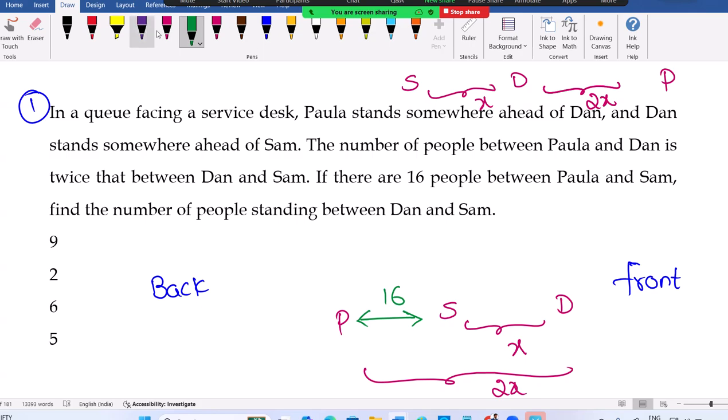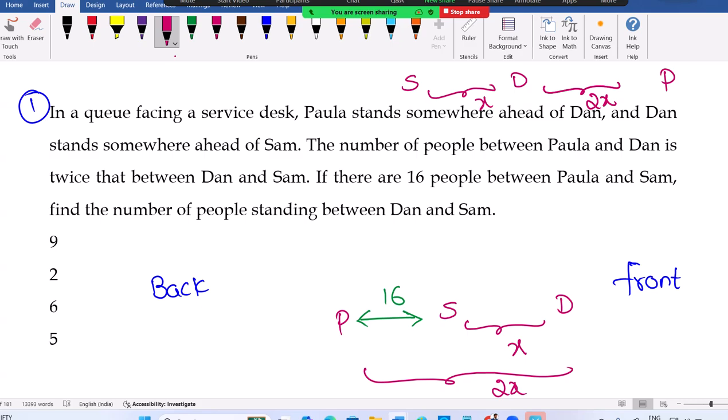Right. So here if you observe this one, in fact options are given. There are two situations, right? Sham and Dan, X people are there. Between Dan and Paula, 2X people. So P and D, D may be ahead of P or P may be ahead of D. Two situations are there and options are given. Here, if this is X and here 2X people, if this is 16, then the people between Dan and Sham will be also close to 15 or 16, but not there in the options, which means this arrangement we are leaving and we are focusing on the above arrangement.